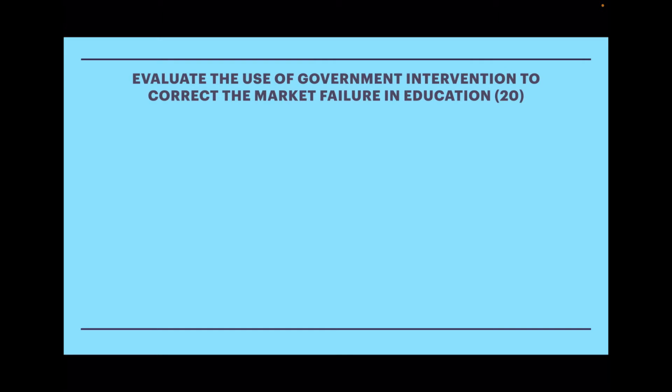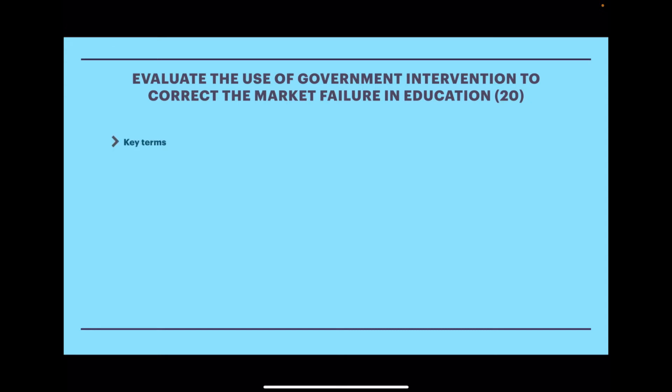One of those was that education has a PED of minus 0.5, and the other piece of information was that lower income households had fewer people going to university for the same grades as higher income households. So you've got this inequality in the number of people that go to university from lower income households. So those pieces of information are useful when writing this essay. Now, because the question says the use of government intervention, that means you can choose which bit of government intervention you want to write about.